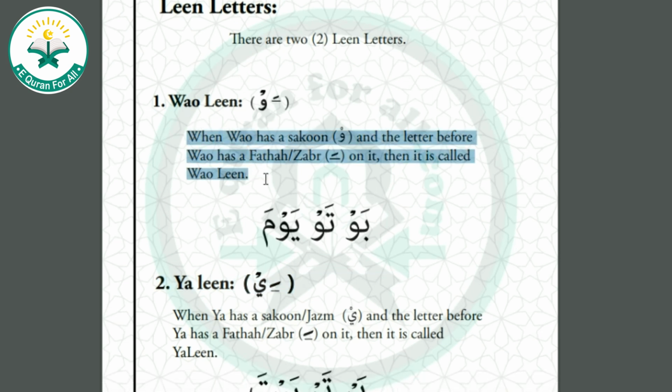When Wow has a Sukoon sign and the letter before it got a Fatha sign, then it will be called as Wow Leen. Look at the example. Here Wow got a Sukoon sign on the top and the letter before it is a Ba which got a Fatha sign. So it means that this part of the word got a Wow Leen rule and we have to read it softly. We will not stretch it, without stretching, and we have to read it softly. So Bao, the next one is Tao, the next one is Yaoma.